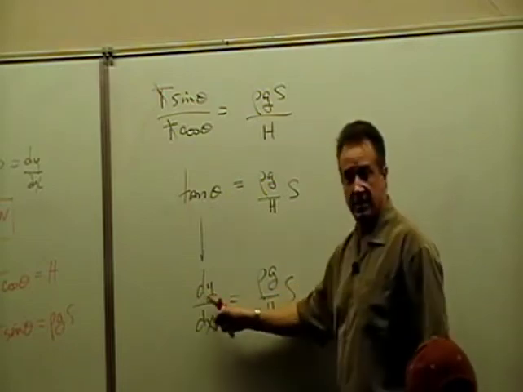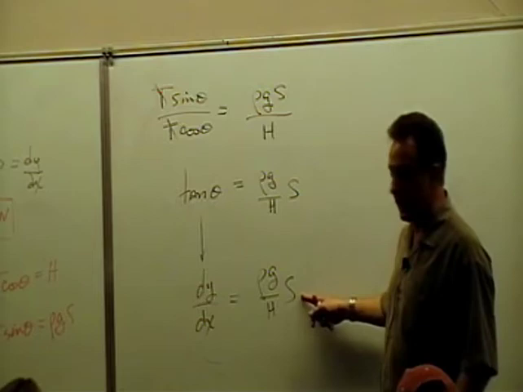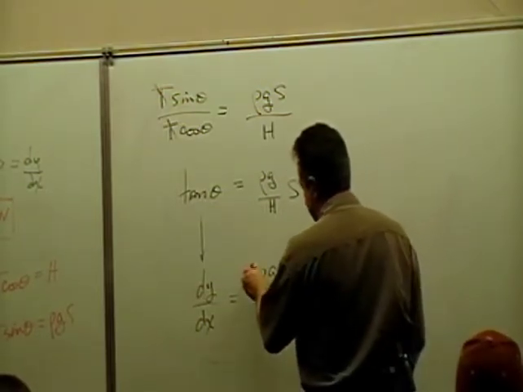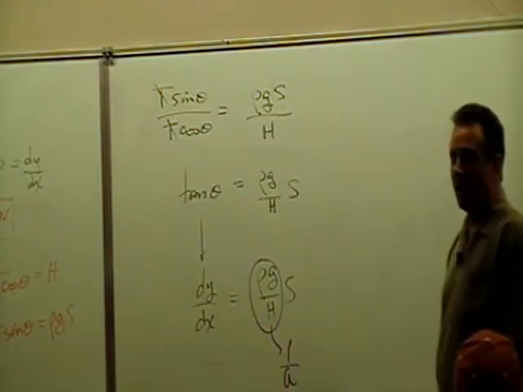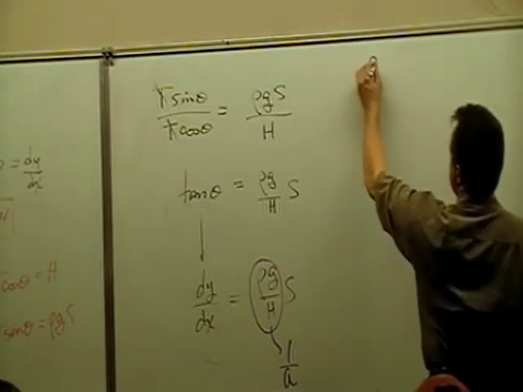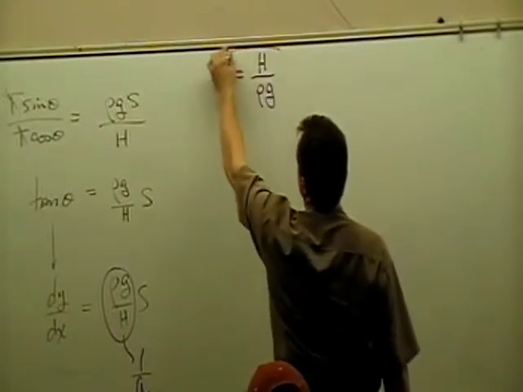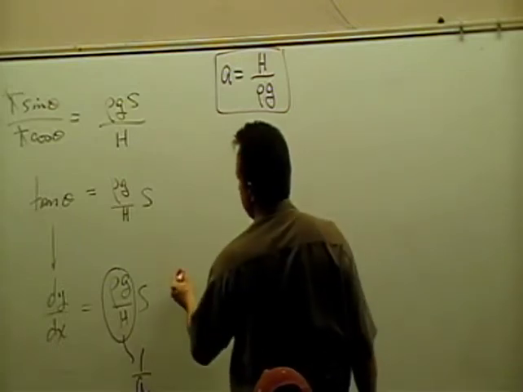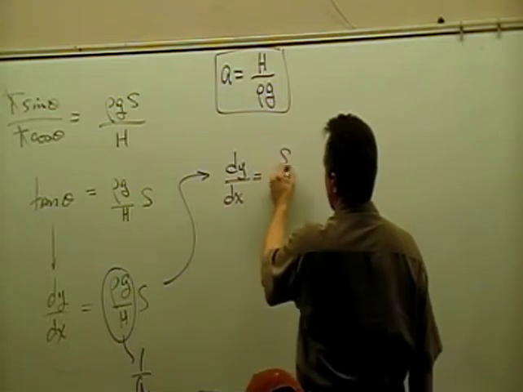Now I'm getting it in terms of x's and y's. Still have an arc length in here. Instead of carrying this term around, I'm going to let this quantity right there equal 1 over a. Now I'll show you why it's 1 over a instead of a in a moment. So a essentially would be h over rho g. Keep that in mind, that's our first substitution. So this just simplifies to the derivative of y with respect to x equaling s over a.